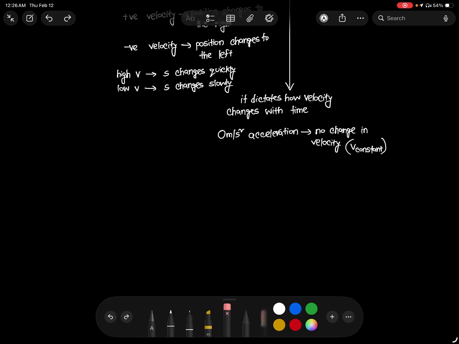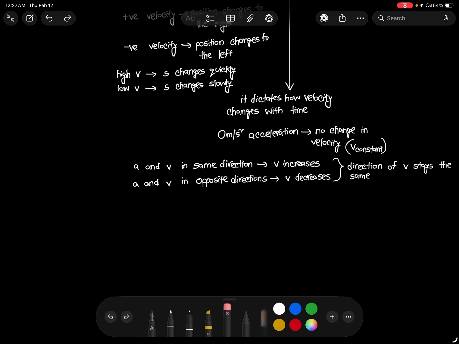Now, let's continue. If acceleration is 0 meter per second square, as we mentioned, the velocity remains constant. And what if there is an acceleration? Then the velocity will change. But again, since velocity is a vector quantity, it depends upon both direction and magnitude. If acceleration and velocity act in the same direction, it causes the magnitude of velocity to increase. And if acceleration and velocity are in opposite directions, the magnitude of velocity decreases.